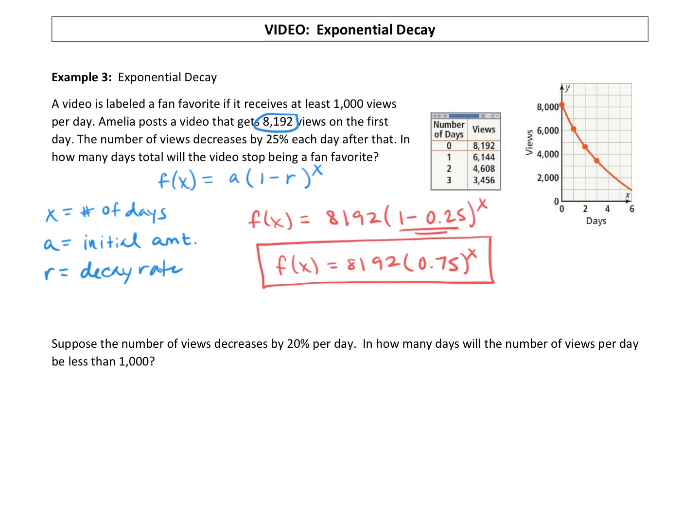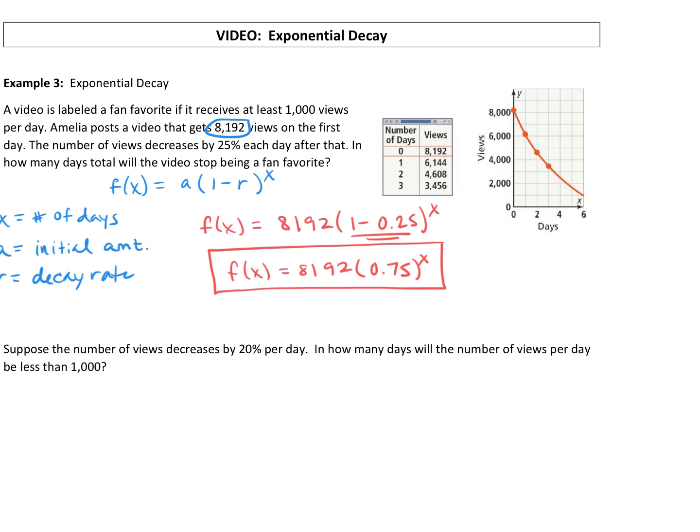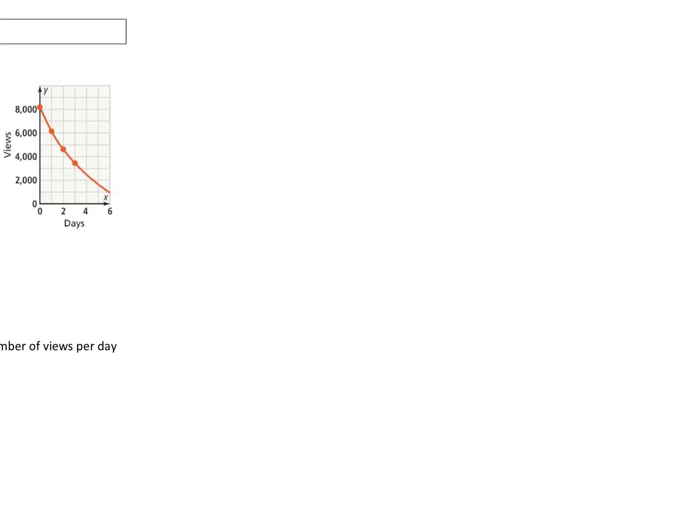So we are given a table of values right here and a graph. And we can see that the views are decreasing. It went from 8,000 down to 6, down to 4, down to 3. And we want to know when that is going to dip below 1,000, after how many days that is. So I'm going to show you how you can get the answer pretty quickly using a graphing calculator. So first I'm going to move this over here so we can see the graph.